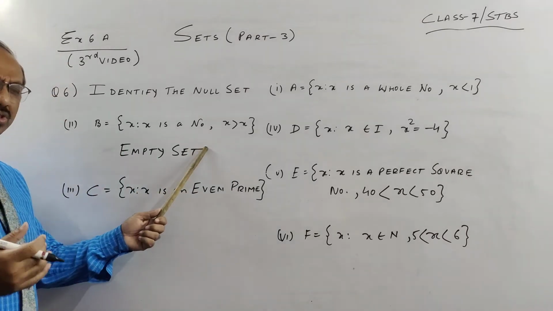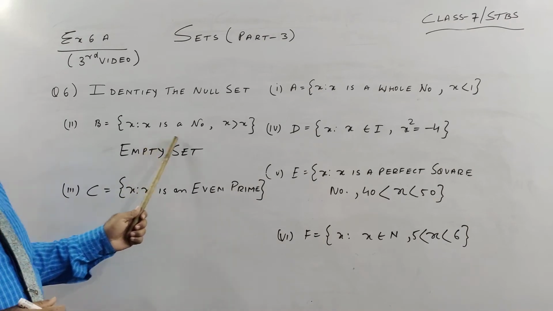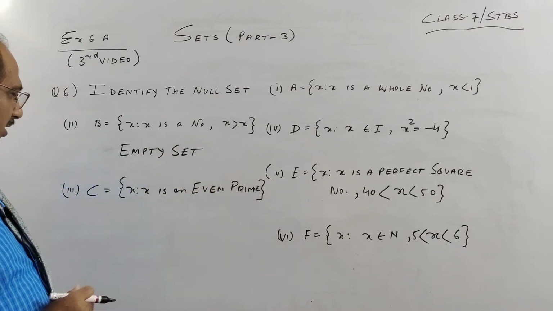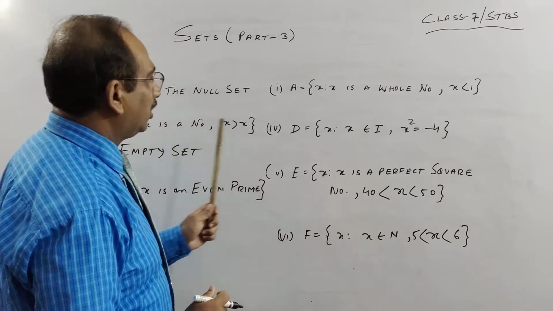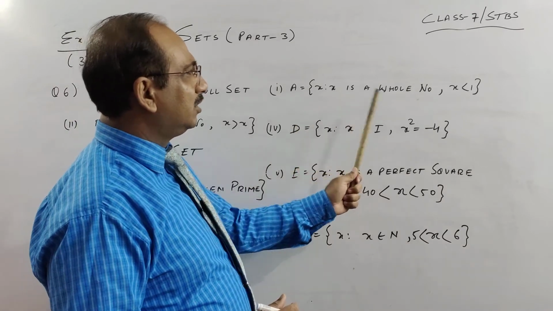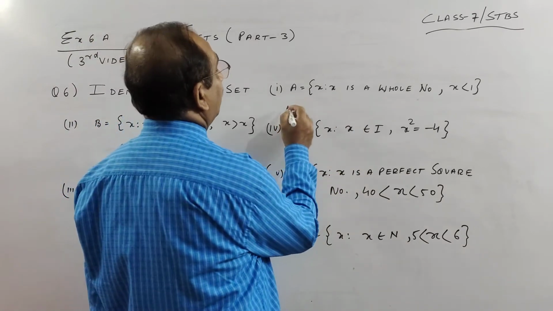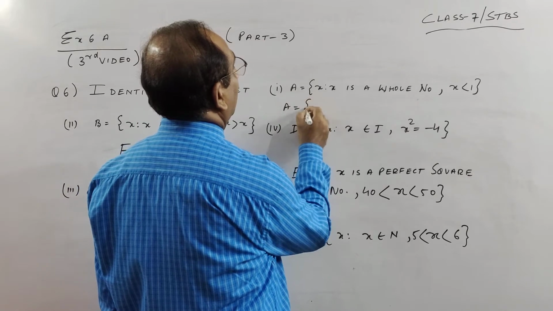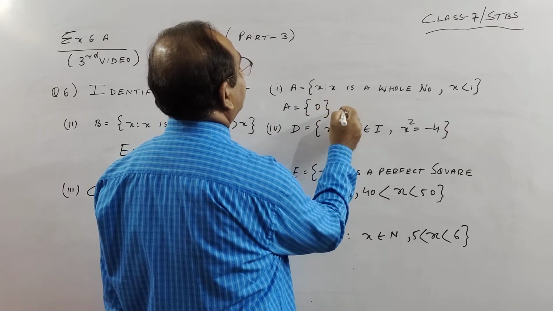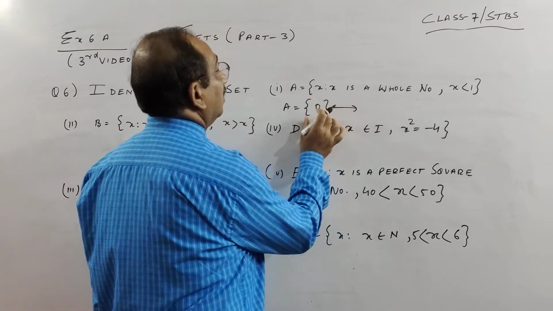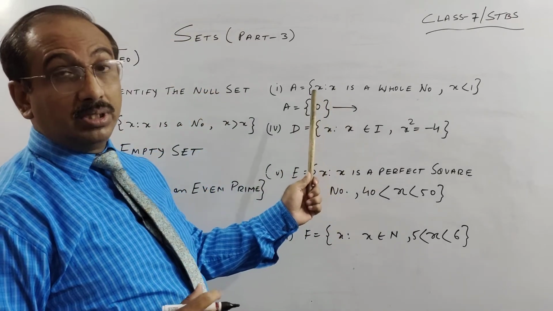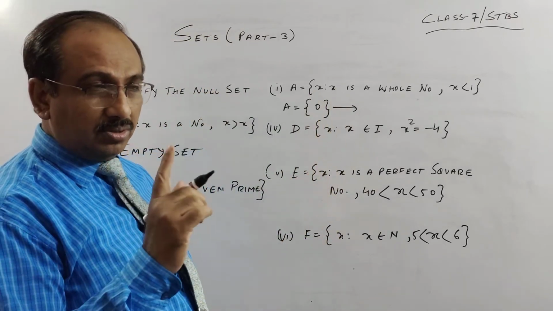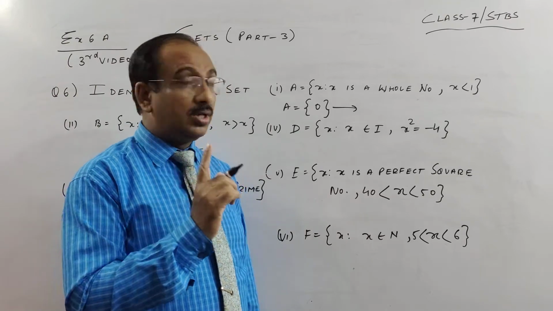A number, suppose you say 5. How is 5 bigger than 5? So there is no number like that. So this was part 2. Part 1: X such that X is a whole number less than 1. Yes, we have an element. A whole number less than 1 is 0. Whole numbers start with 0, children. Natural numbers are 1, 2, 3, 4. Whole numbers are 0, 1, 2, 3, 4.